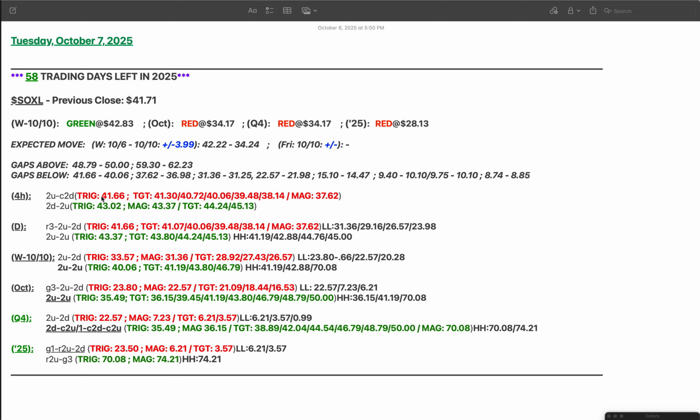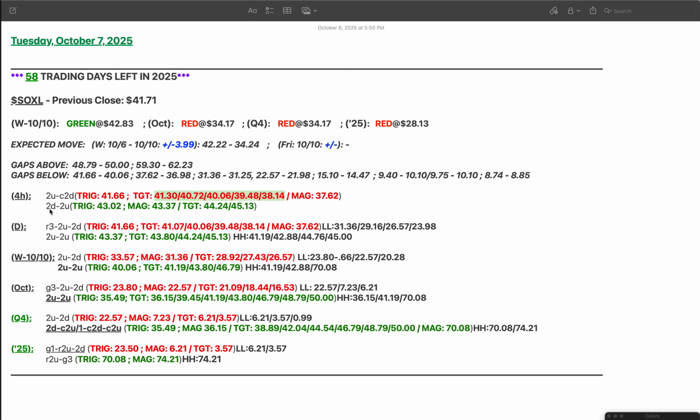So if we look at it from just the numbers perspective, to the downside, it would be a 2 up, combo 2 down, triggering at 41.66 with targets of 41.30, 40.72, 40.06, 39.48, 39.14 before reaching an ultimate magnitude of 37.62. Again, we don't usually put this many targets in, but for that big of a move in the face of an uptrend, those are easily the levels that price could bounce from, right, and make higher lows.